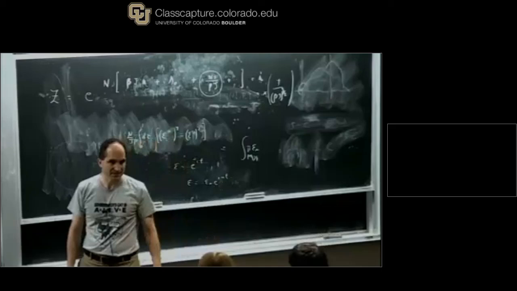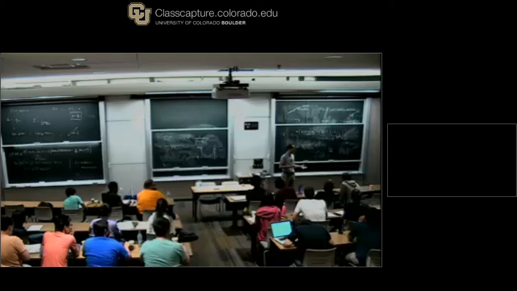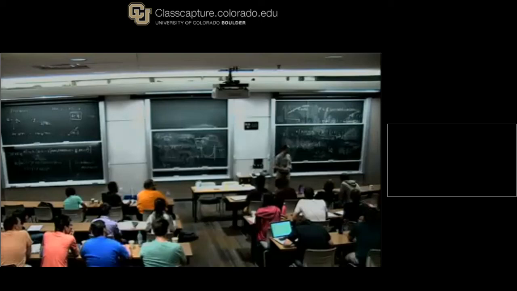A question? Was there a log n? No log n correction. It's near zero entropy, so low energy. I called it near extremal because it applies to near extremal black holes.